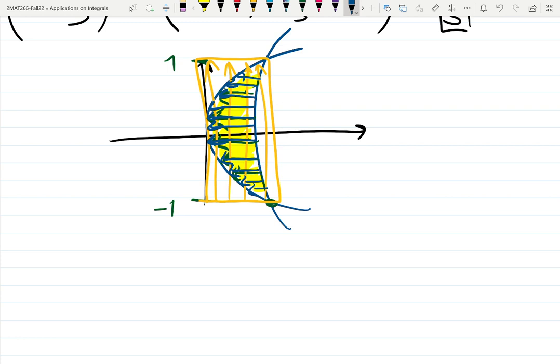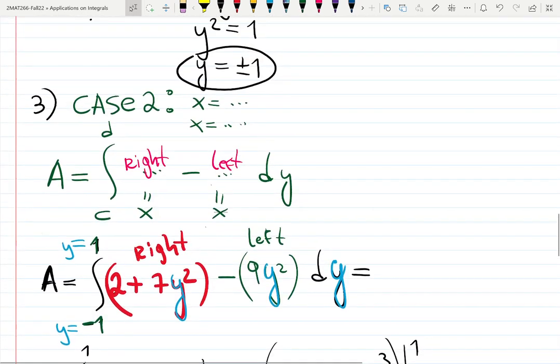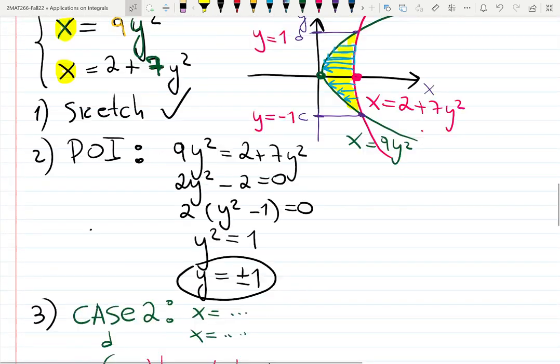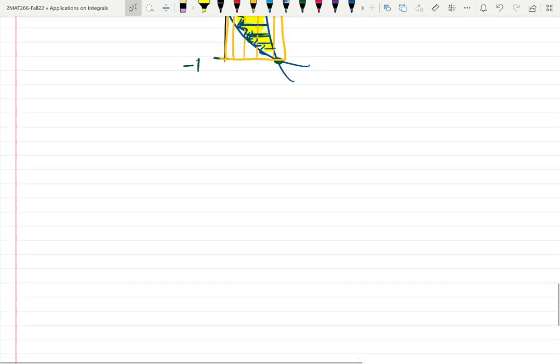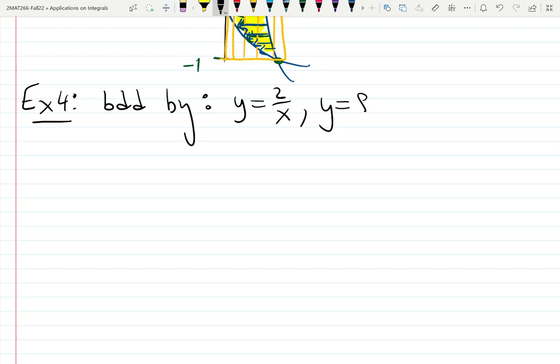Finally, last small example for you to figure out at home. Very interesting case. Example 4. Check it out. This topic becomes pretty creative because you will have to be creative at home. So find the area bounded by y equals 2 over x, y equals 8x, and y equals 1/2 x.